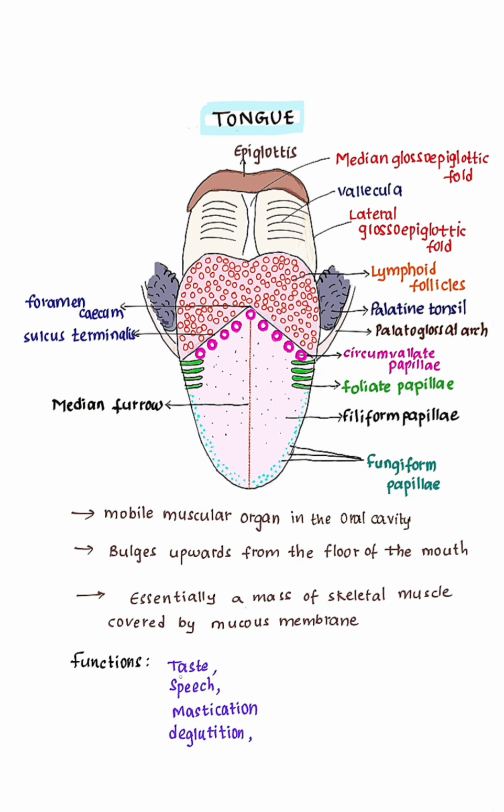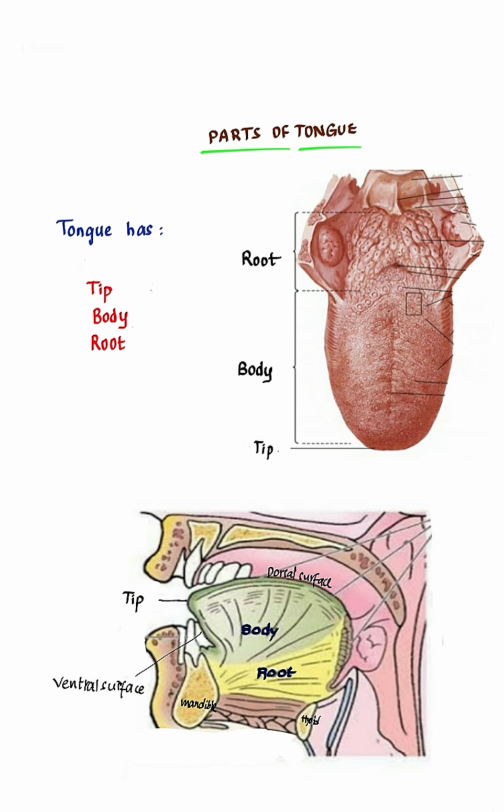Functions. It is associated with the function of taste, speech, mastication, and deglutition. Parts of tongue. Tongue has three parts: tip, body, root.